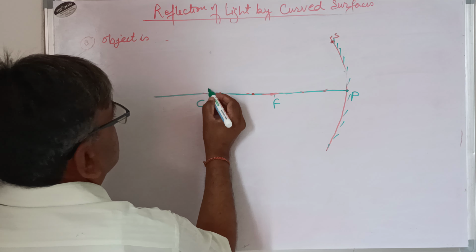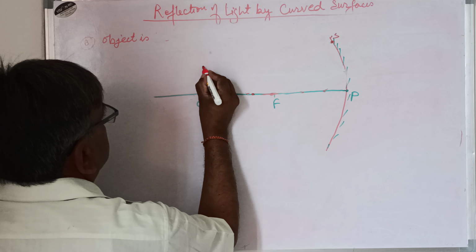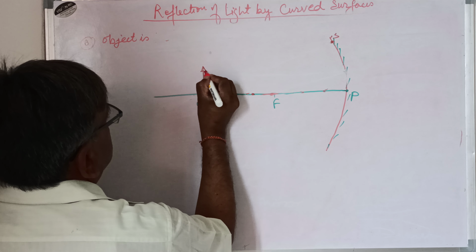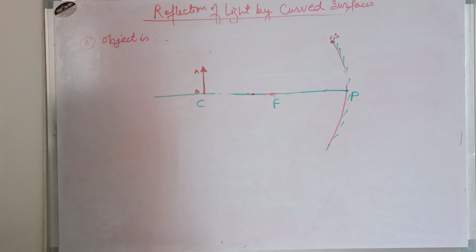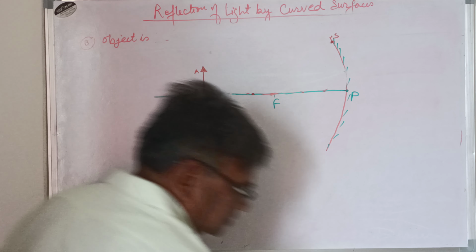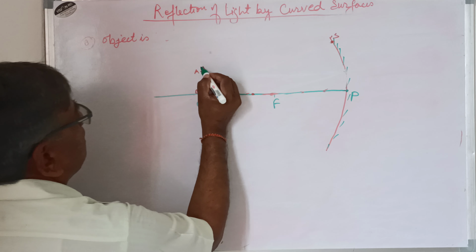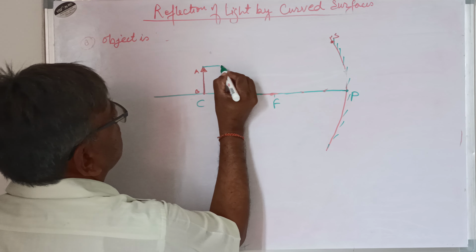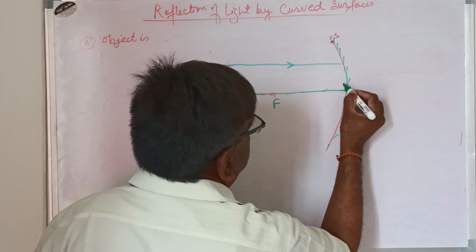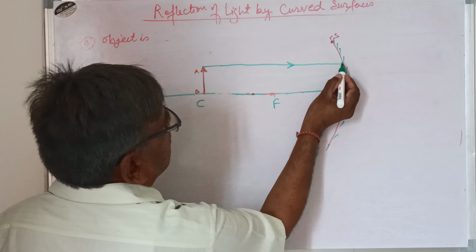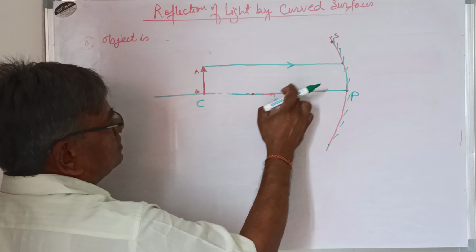Take the next case, when the object is at center of curvature. Let this be the object, the head up, this is B, this is A, the head of the object is A. Now start the incident ray, the ray from the tip of the head of the object, from point A, let this be the incident, goes parallel to the principal axis. When it strikes at this point, you know the rule, first, parallel to principal axis, the ray after reflection passes from focus.